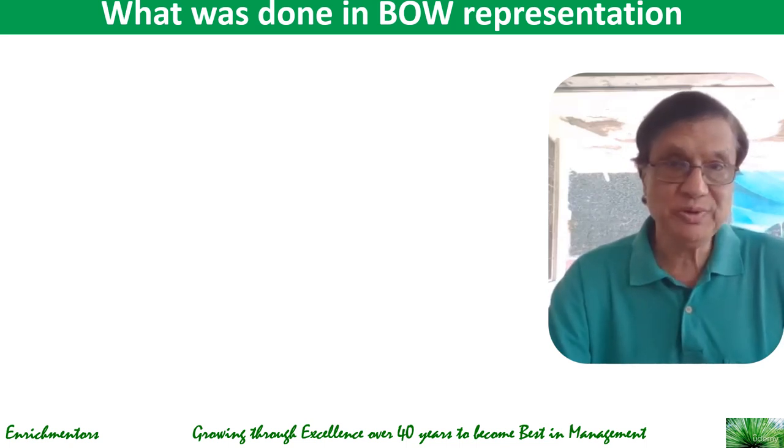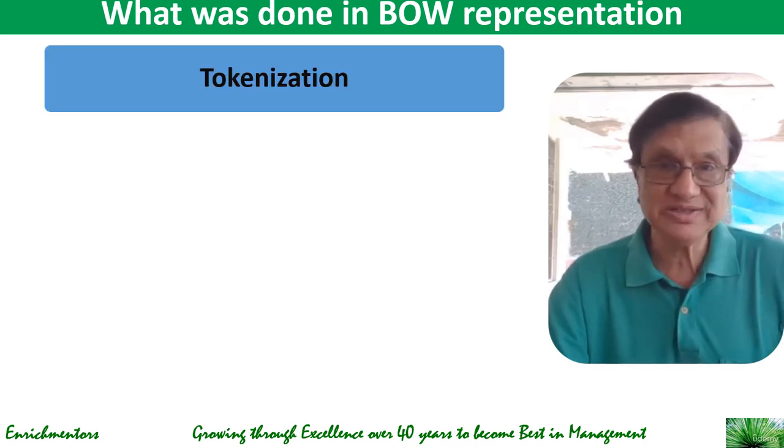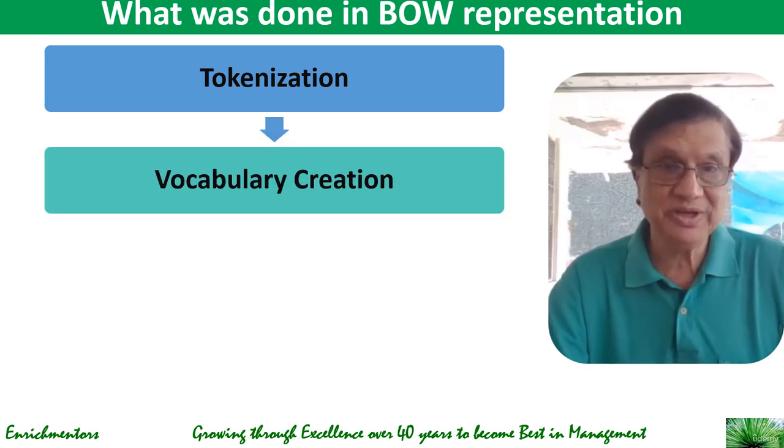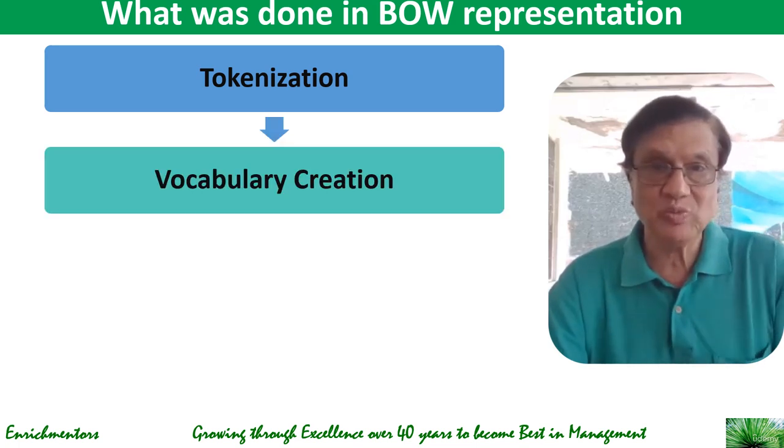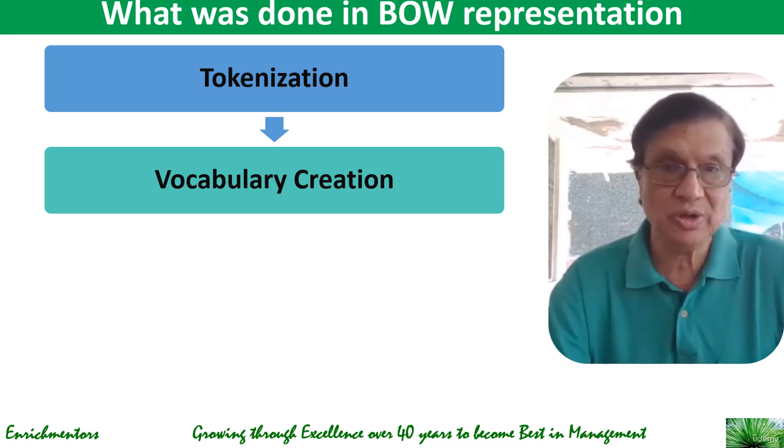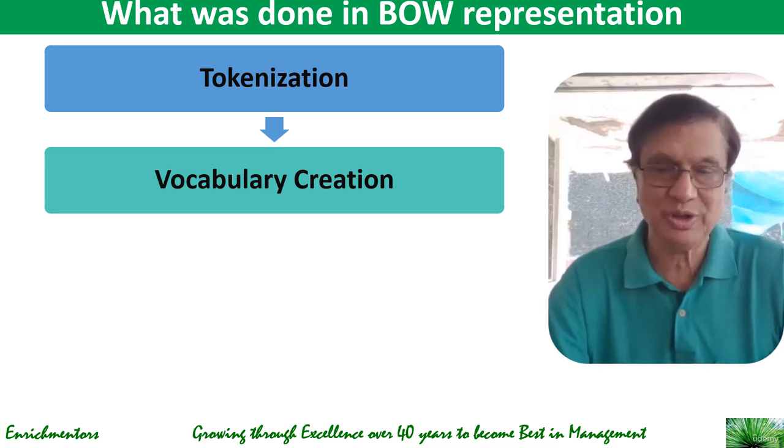So the pre-processed text data was tokenized, meaning it was split into individual words or tokens. And this process broke down each review into a sequence of words. Then from the tokenized text data, a vocabulary was created containing all unique words or tokens across all reviews.